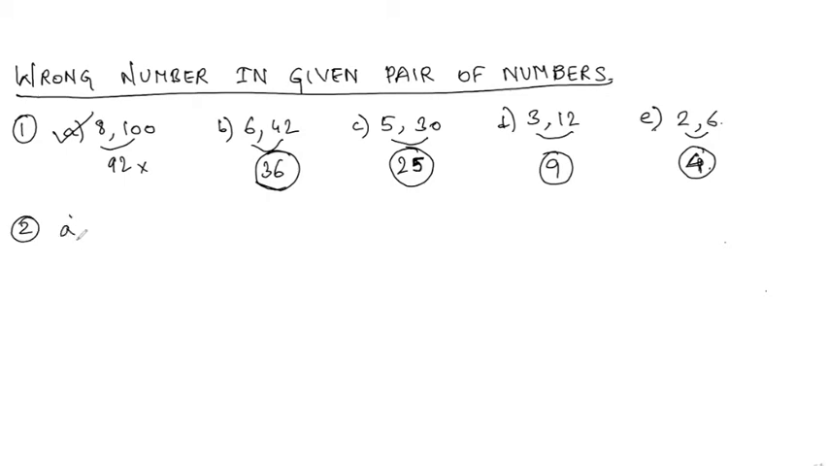So the second question, the first option is 6, 27. Option B is 38, 66. Option C is 102, 146.